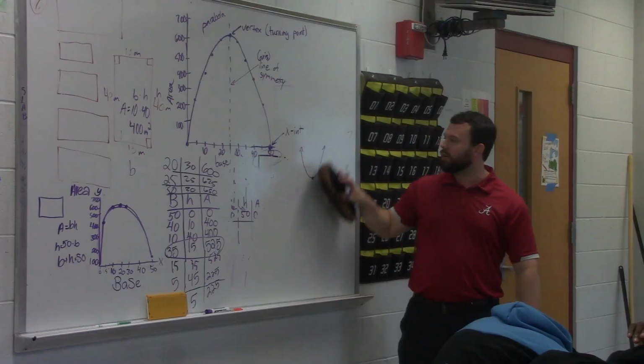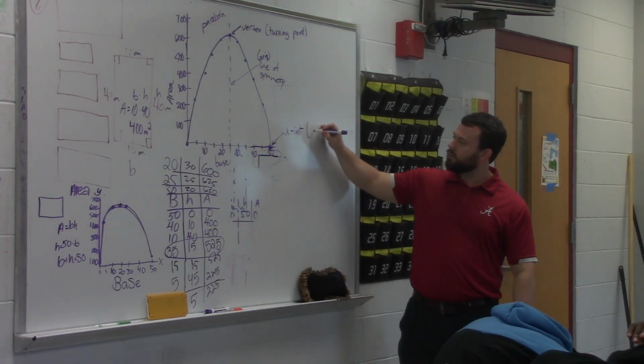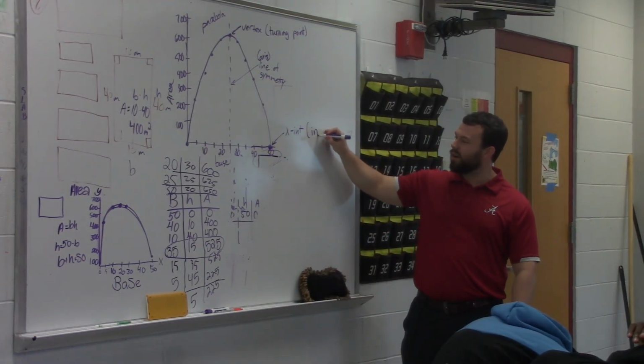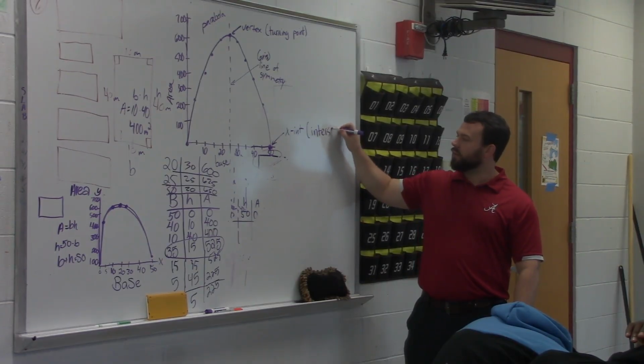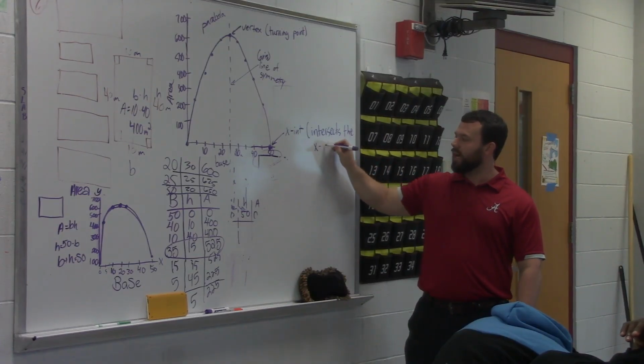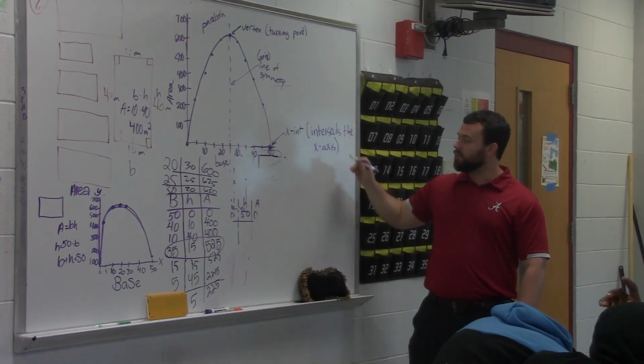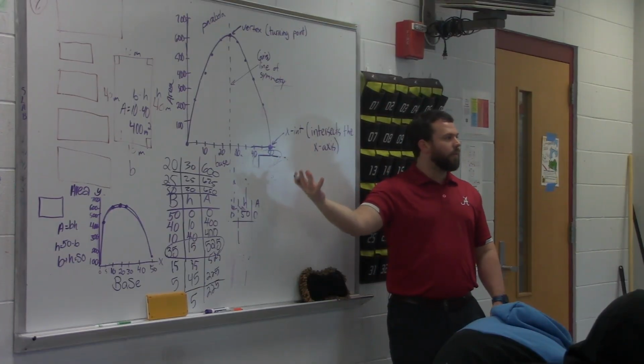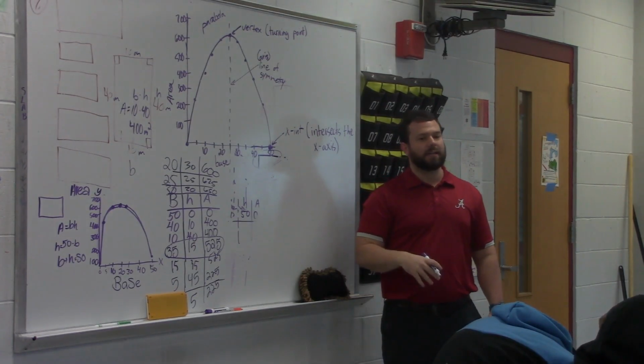This is where things get tricky. It's not where it starts. It hits the line. So it intersects the what? The x-axis. Notice, literally, the parabola, the function, is intersecting the x-axis there.